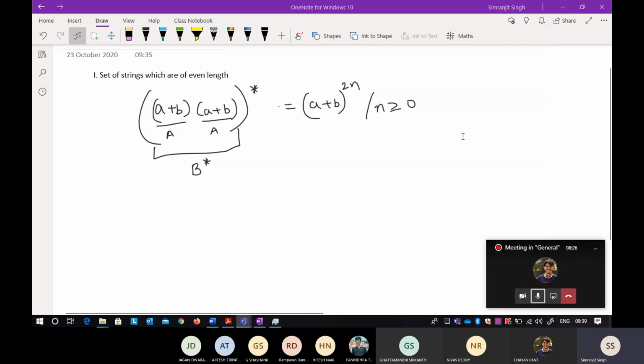Okay, so just let me solve this one. You should try the next one. I think it is a fairly easy one. So just see, you have to start with the start symbol.